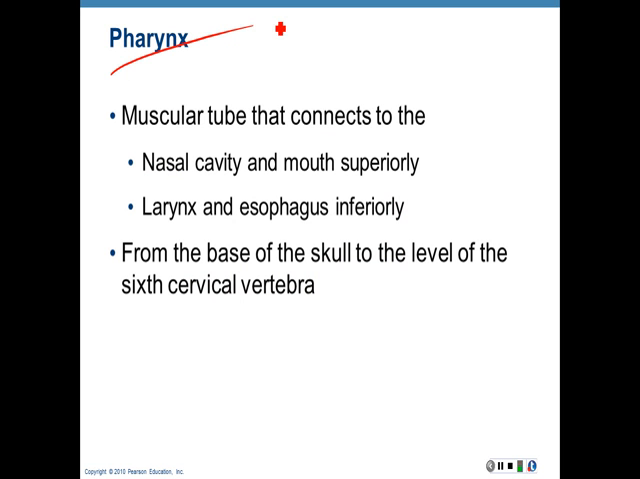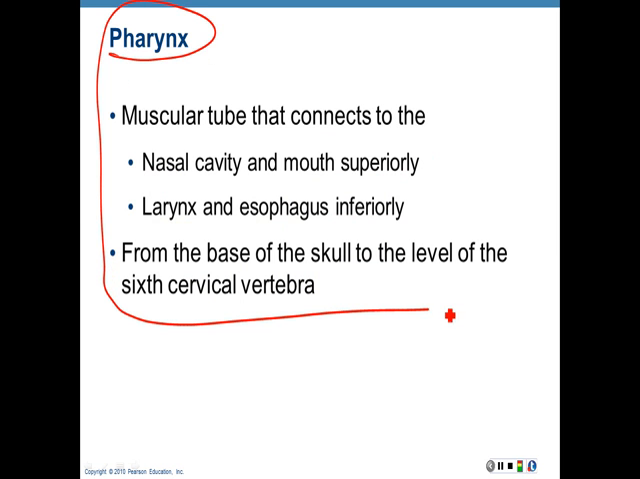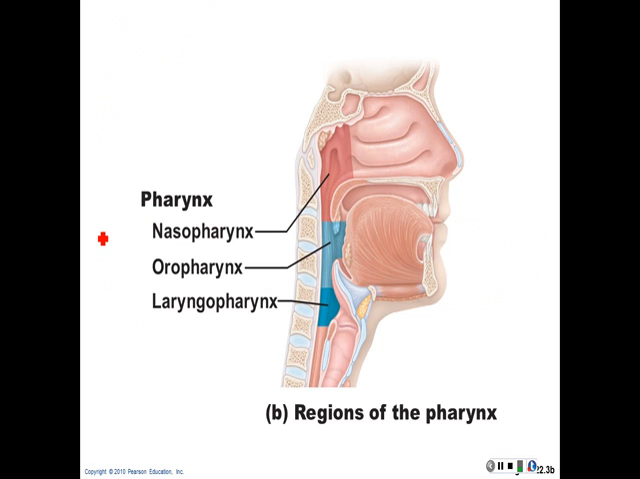All right, pharynx. The pharynx is that muscular tube that connects to the back of the nasal cavity, the mouth, and to the larynx and the esophagus down below. I showed you the three regions just a moment ago. Very top is the nasopharynx. Behind the mouth is the oropharynx. And behind the larynx, which we're going to get to a little later in the chapter, is the laryngopharynx. The pharynx goes from the base of the skull down to about the level of C6, the sixth cervical vertebra.